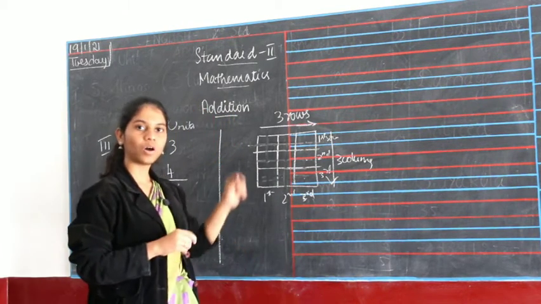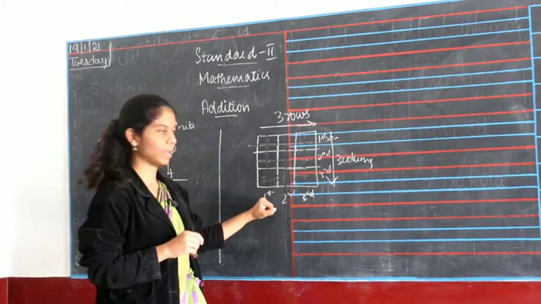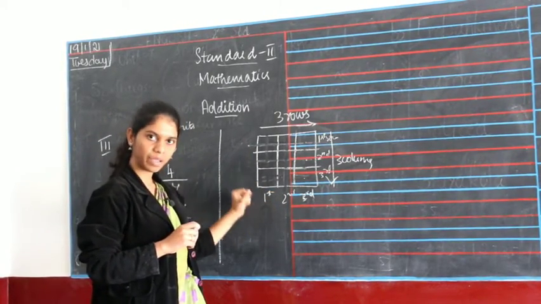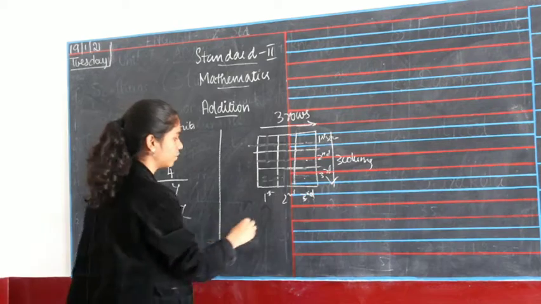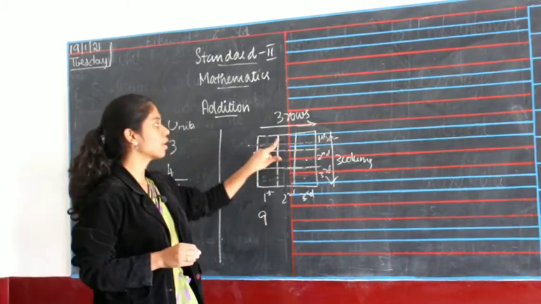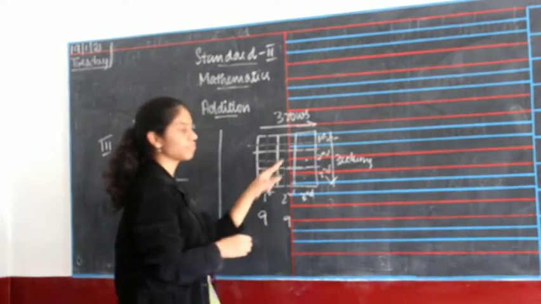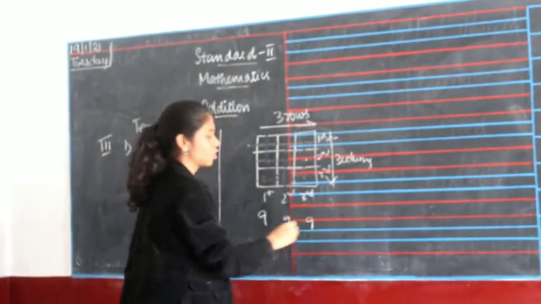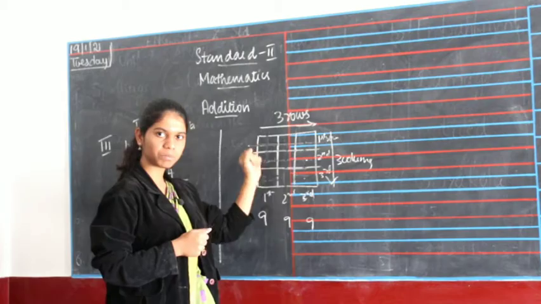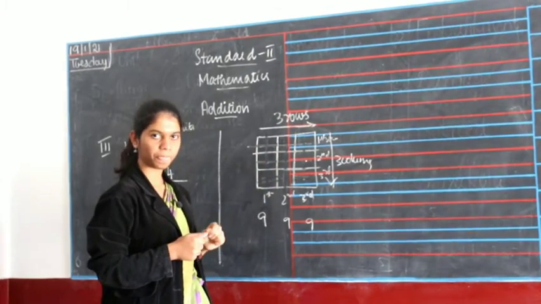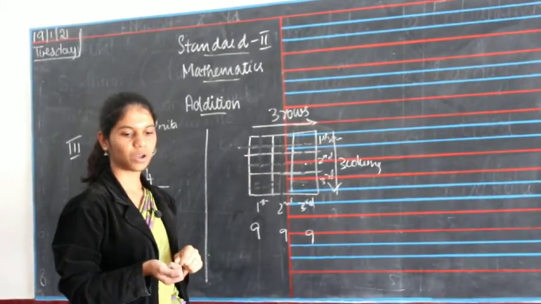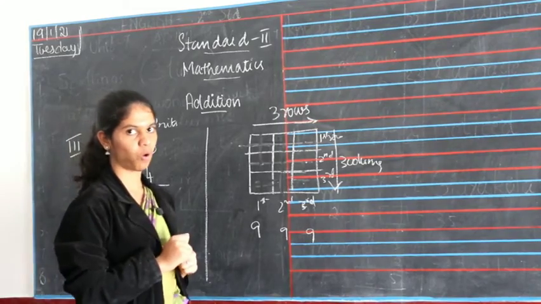So if you add all the 3 numbers in the first column, you will get the same answer as, for example, if you get 9, then if you add the second column, you will get 9. If you add the third column, you will get 9. So if you add any numbers in the column or row, you will get the same answer. Okay, that is what a magical box is.